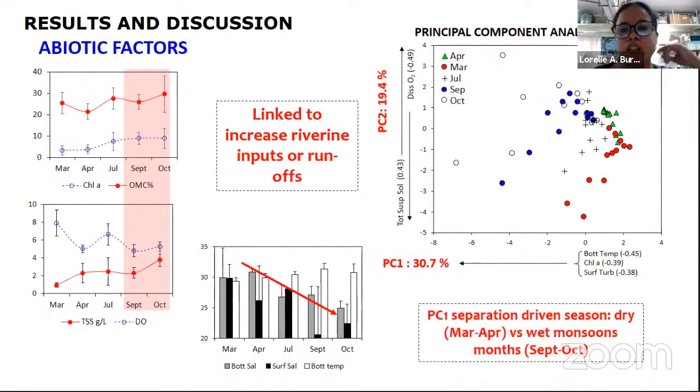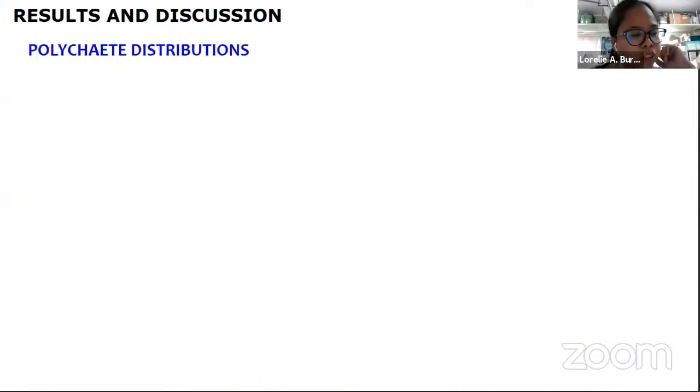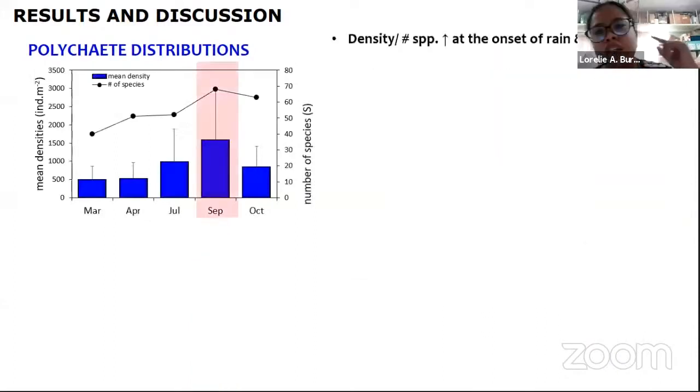In terms of polychaete distribution, abundance also showed a similar pattern with your abiotic factors, with increasing trend from July to September, with the highest value observed in September. This is at the onset of rainy season and southwest monsoon.